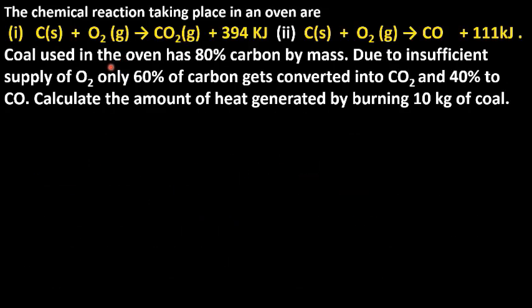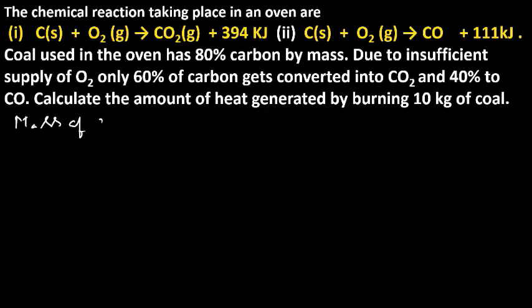Now let us do one problem based on heat of combustion. The problem is: the chemical reactions taking place in an oven are carbon plus oxygen gives carbon dioxide with 394 kilojoule of energy. Carbon burns insufficiently in oxygen to form carbon monoxide with heat liberated 111 kilojoule. Coal used in the oven has 80% of carbon by mass. Due to insufficient supply of oxygen, only 60% of carbon gets converted into CO2 and 40% to carbon monoxide. Calculate the amount of heat generated by burning 10 kilograms of coal.